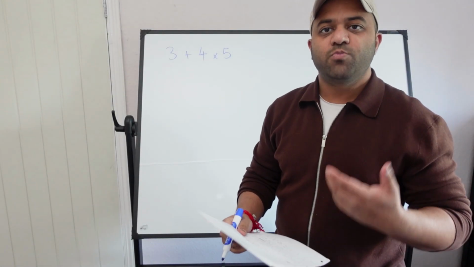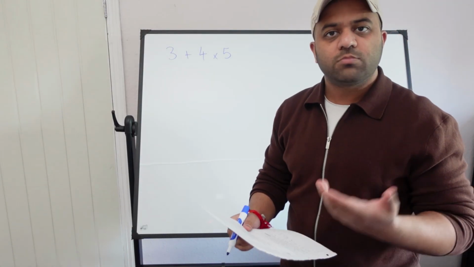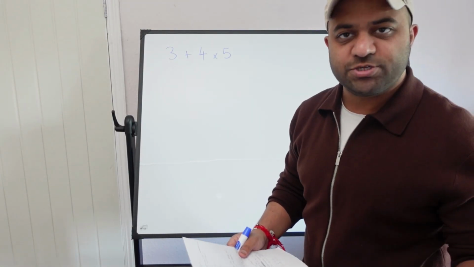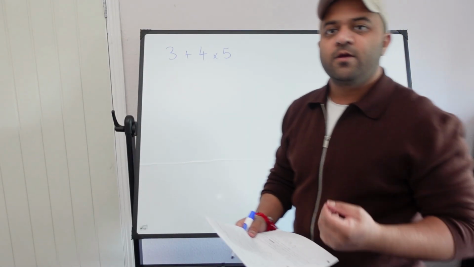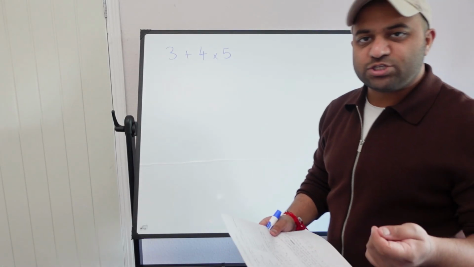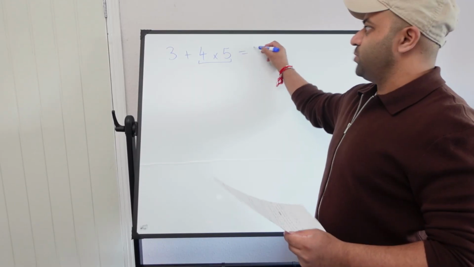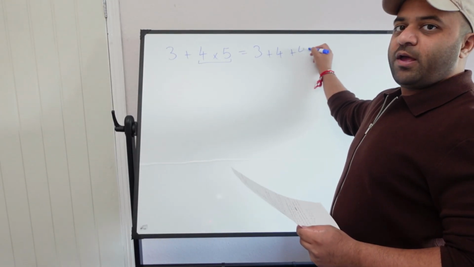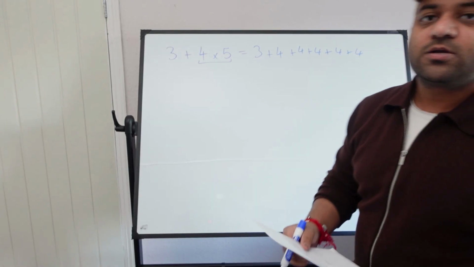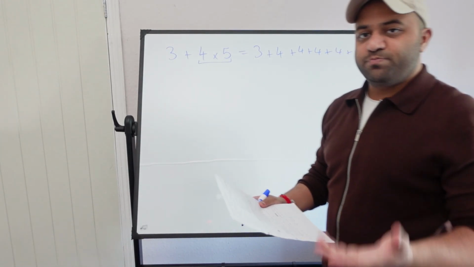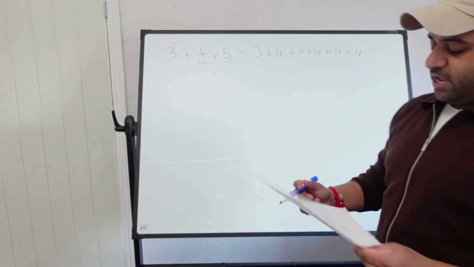Okay, so moving on from addition and subtraction, now we have multiplication. Well, multiplication is simply repeated addition. So if we have something such as 3 plus 4 times 5, the multiplication is actually a repeated series of additions. So this 4 times 5 is actually 4 added to itself 5 times in a row. So now we can see what the result should be. It's 3 plus 4 plus 4 plus 4 plus 4 plus 4, which results in 23.